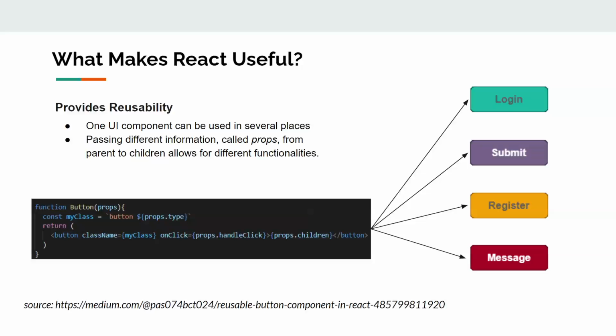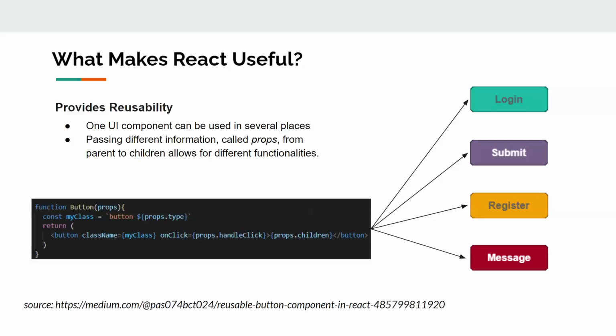So another thing that makes React useful is its emphasis on reusability. And what is reusability? Essentially, it's when one can take the same code and use it again and again to make their life easier. In this case, React uses its UI components, which can be used in several places over and over again. Passing different information called props, short for properties, from parents to children, allows this code to have different functionalities. Now, the code chunk you see here is a function called Button.